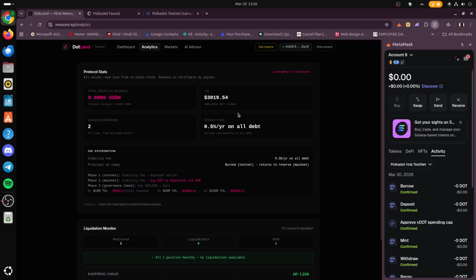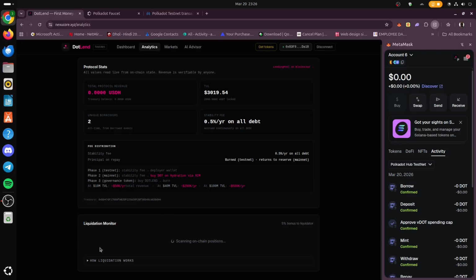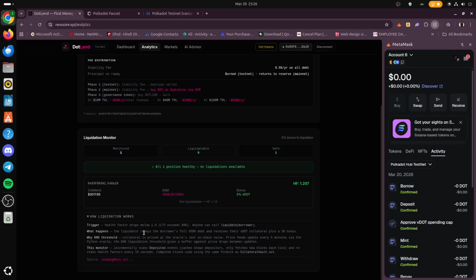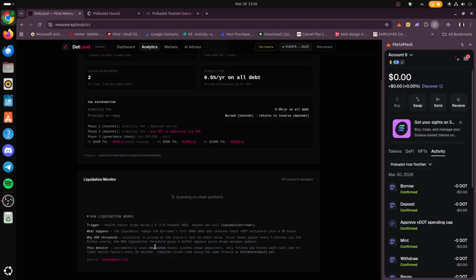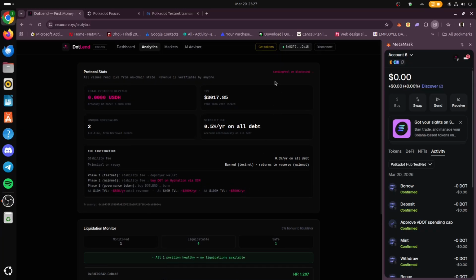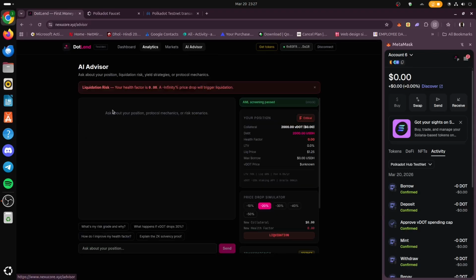See, if this position moves to liquidatable, you can actually try to repay it and get a 5% bonus of vDOT from us. Okay, now let's move to the AI advisor. See here, this is actually a very good thing. I mean, it's revolutionary from my point of view.